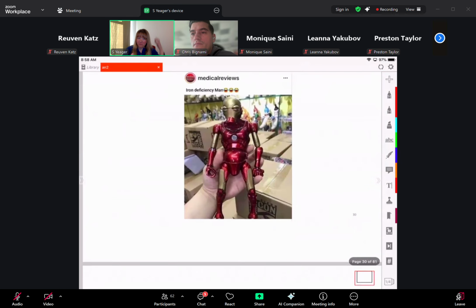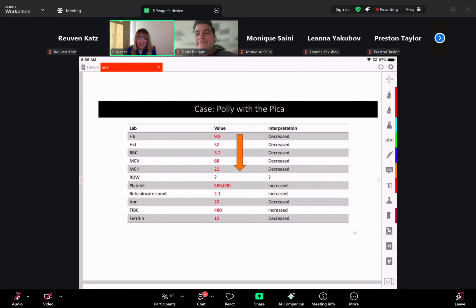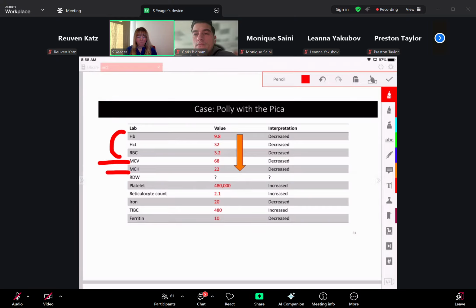So I'm a big Marvel fan, so I love this one too, but we'll just keep going. We have Polly with the pica. So you can see everything is decreased here: hemoglobin, hematocrit, red blood cells. So we know there's an anemia. We have MCV down, so microcytosis. MCH is down, hypochromia. We have platelets increased, and then our iron panel is classic for iron deficiency. Iron is down, ferritin is down, TIBC is up, classic pattern there.